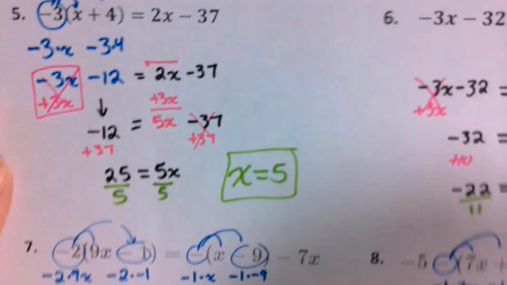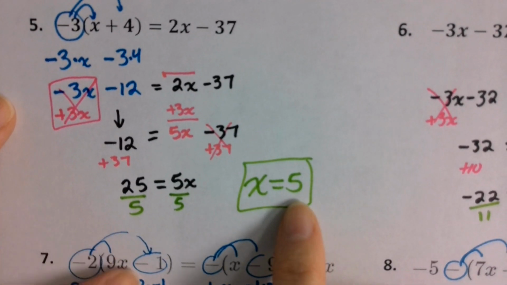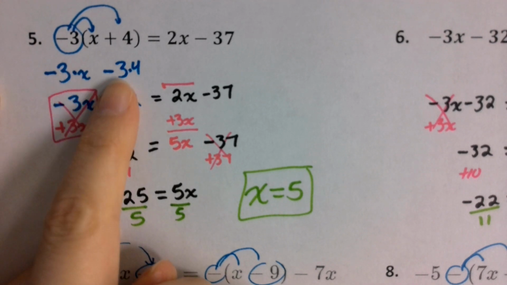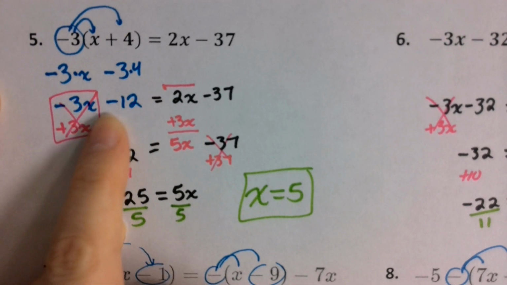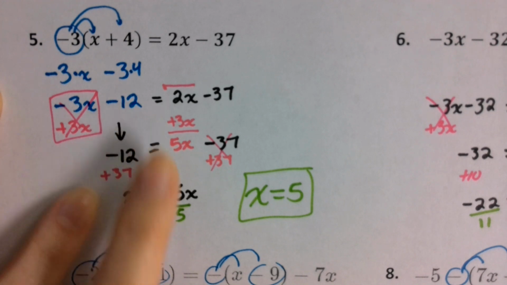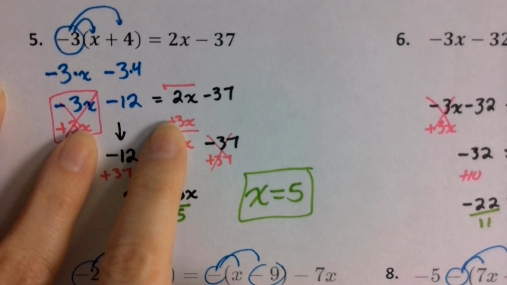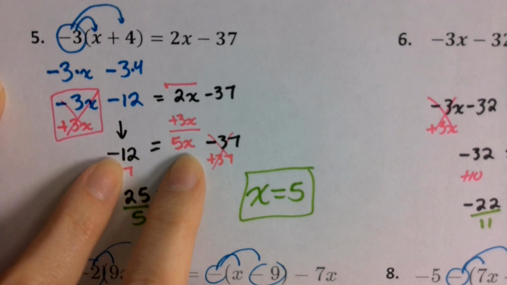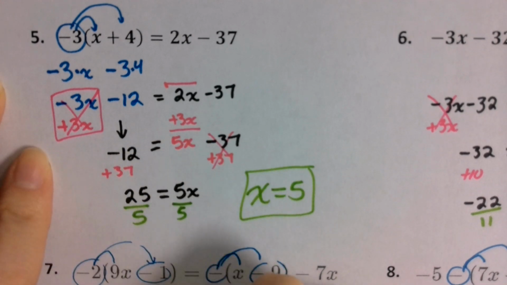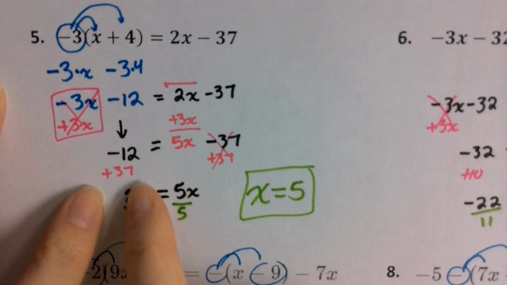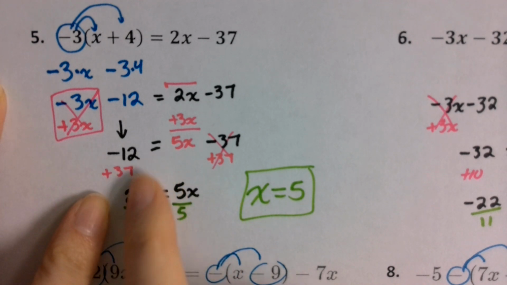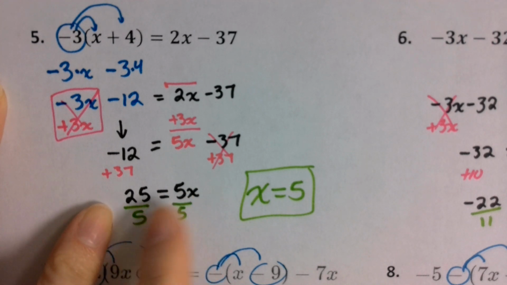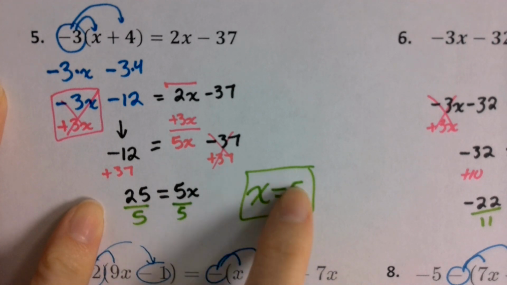Okay, so for problem number 5, you should have gotten x is equal to 5. Here's why. You would distribute the negative 3 to come out to negative 3x minus 12. You would then add the 3x to both sides. 2x plus 3x gives you 5x, so you now have negative 12 is equal to 5x minus 37. You would then add 37 to both sides. Negative 12 plus 37 gives you 25. You would then divide both sides by that 5 to get x by itself. You get x is equal to 5.